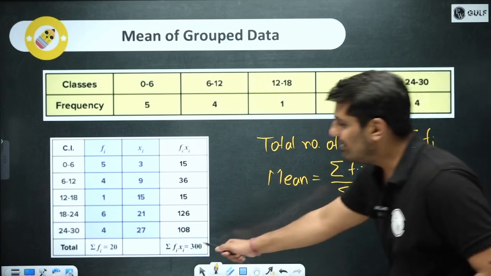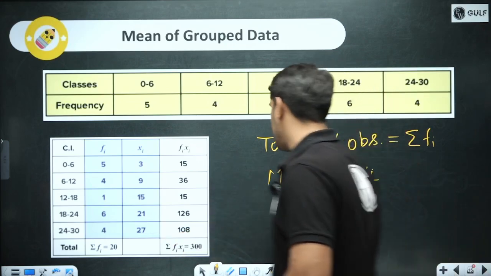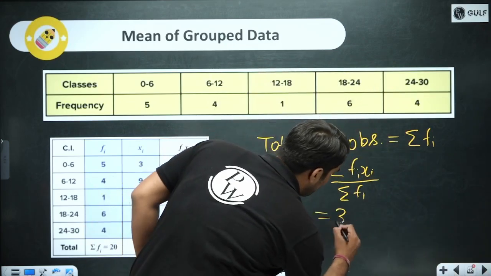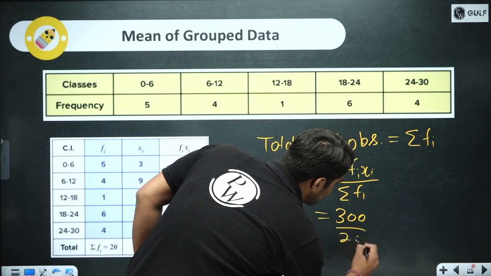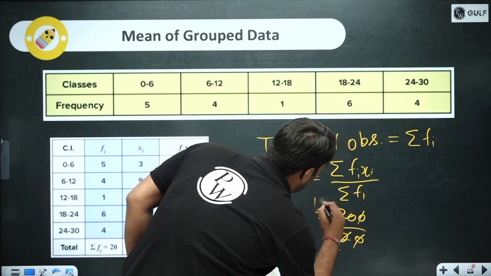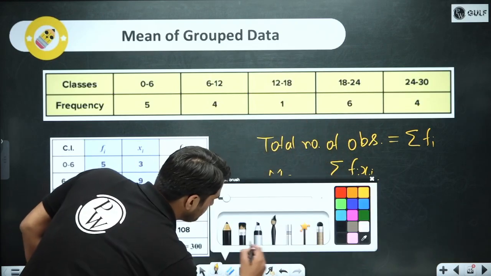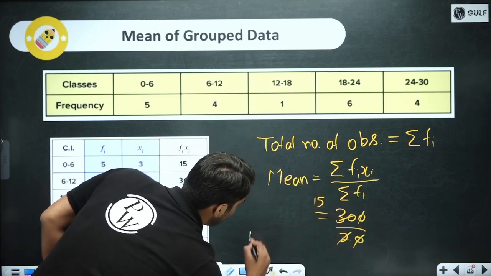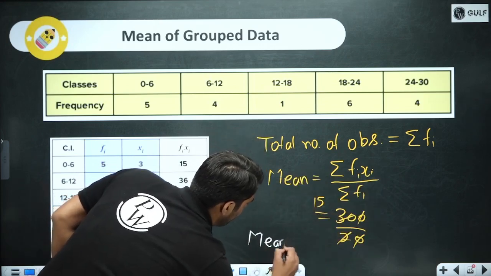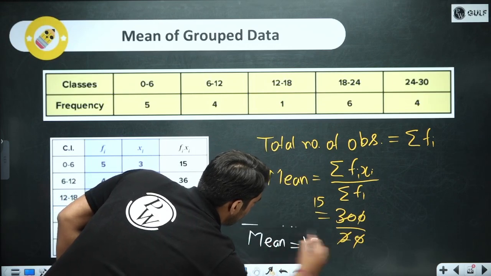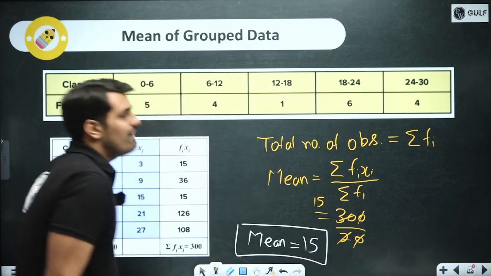You have both the values, 300 by 20. So let's do that part. 300 divided by 20. 0 cancelling out 0, and 2 into 15 gives 30. The mean in this case is coming out to be 15. And that is how the direct formula works.